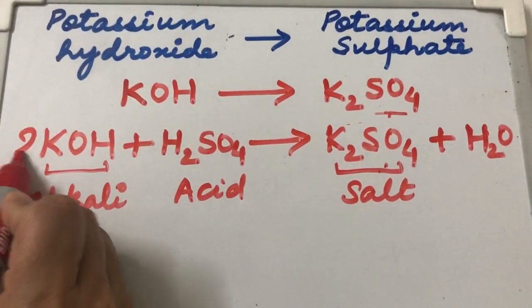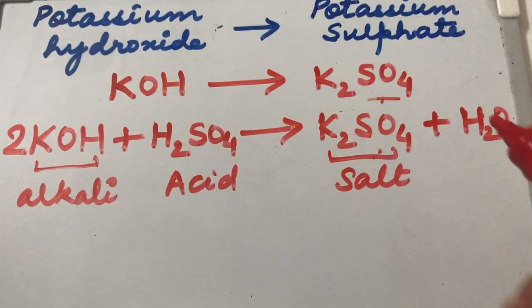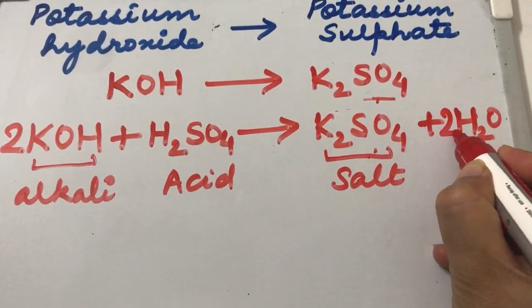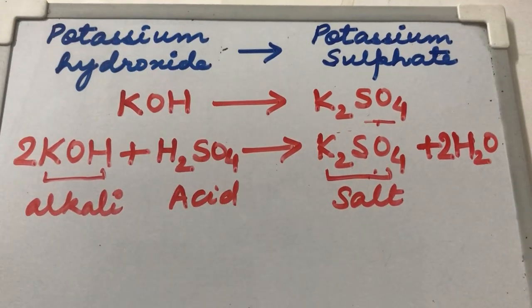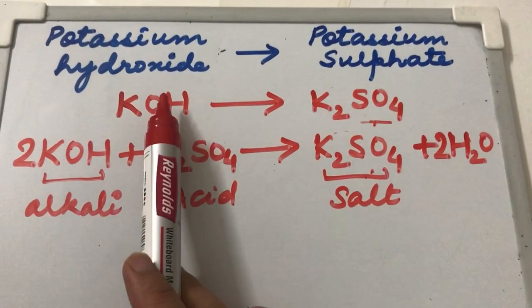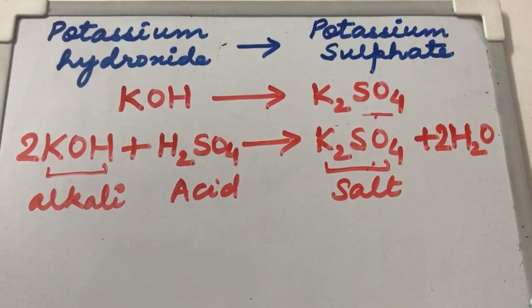To balance it, we put a 2 here in front of KOH, and we put a 2 here in front of H2O. So this is how we can simply balance this equation, and we can simply do the conversion of potassium hydroxide to potassium sulfate.